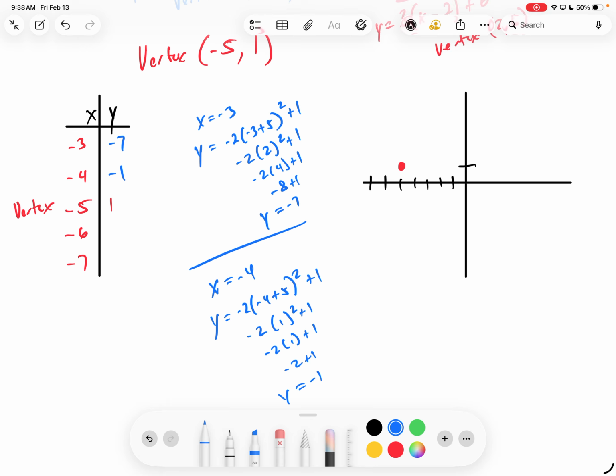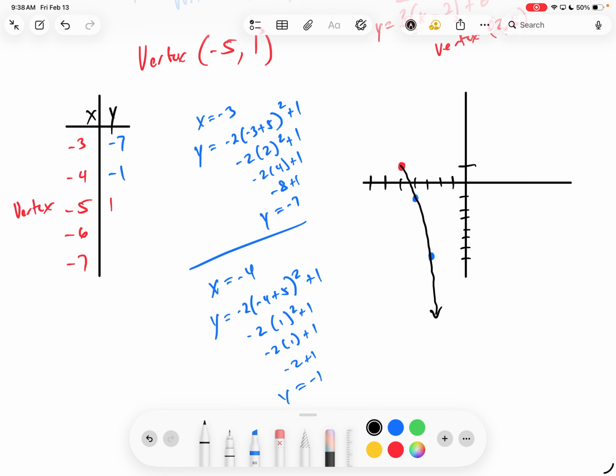Okay, if I go plot these points, negative 4 is at negative 1. 1, 2, 3, 4, 5, 6, 7. Negative 4 is at negative 1. And negative 3 is at negative 7. I have the right side of my graph.